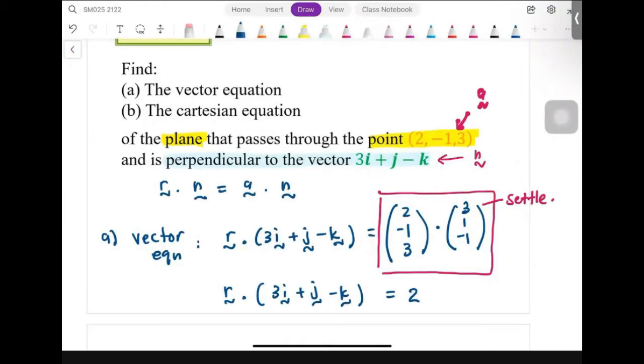Settled. So, r stay as it is. Tulis dalam bentuk vector r. n normal vector in the form of ijk. And then on our right side, a dot n, awak kena settlekan the dot product between those two vector. So, baru kita dapat standard vector equation of a plane. Okay, so that's the first one for vector equation.